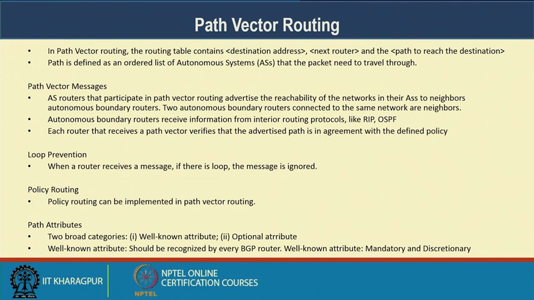There is a way of policy based routing, or policy routing, as we are discussing. Policy routing can be implemented in path vector routing. I can always say that if a particular AS need not be crossed or need not be in the path for forwarding my packets, then the router can check, and if it is there, it can discard that particular path.